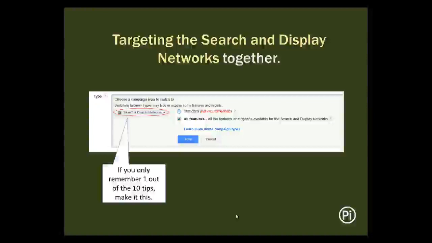So even Google has admitted that this is a best practice to target the search and display networks separately. When you go into your settings account here at the campaign level, you need to say not search and display like I have circled here in the red, but you want to have search only or display only. And as I said here in the little box, if you only remember one thing out of all 10 of these for Google AdWords, this is the number one thing. And so yes, I did start out with the big one, so anyone who signed in late, I'm sorry.